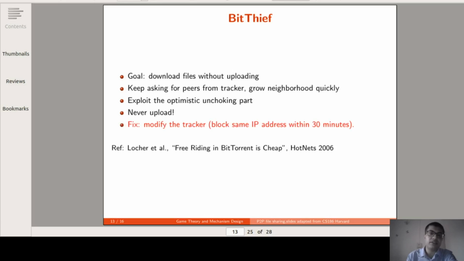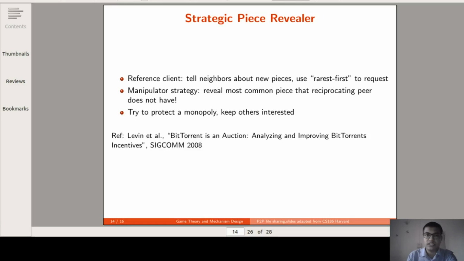Now this can be fixed to a certain extent. You can modify the tracker. If you are getting requests for new peers from a peer within 30 minutes, then you will block that IP address for a while, and therefore within that time period the peer won't be able to contact the tracker again. The second one is the strategic piece revealer.